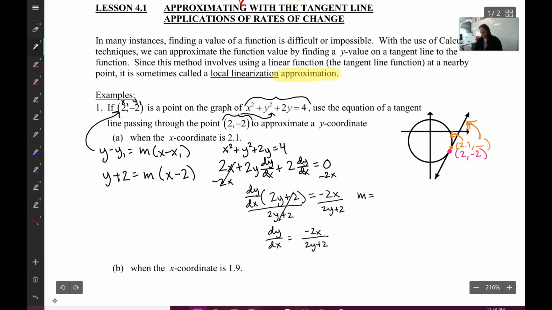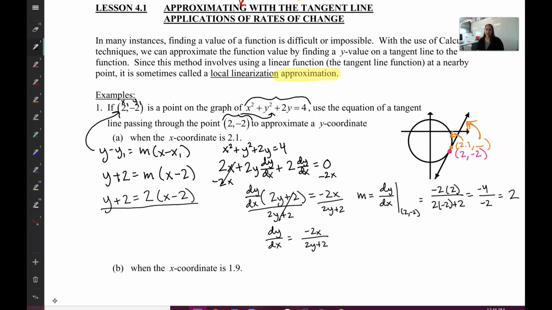And now remember, I'm trying to find m. m is my derivative or my slope at my point. So I'm going to plug that point in and solve. So I've got negative 4 over negative 4 plus 2, which is negative 2, which is a positive 2. So I come back over here. My m is 2. And now this is the equation of my tangent line. Found my slope, found my point.